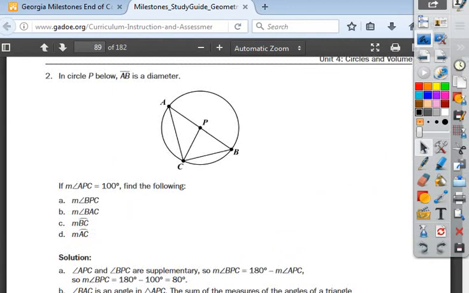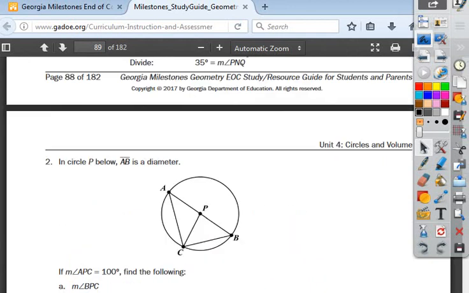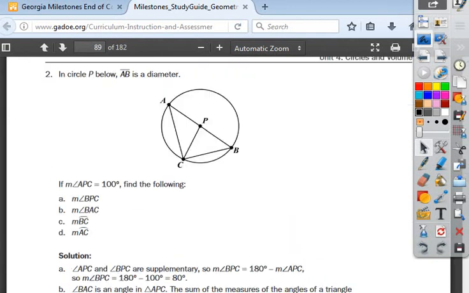Alright, on circles, it tells me there's a diameter. APC is 100 degrees. So this one right there is 100. What would angle BPC, how much is this one going to be? Come on, y'all, we still got a few minutes. 80. If the first one is 100, how much is that one? 100. No, 80. 80 because it makes a line.